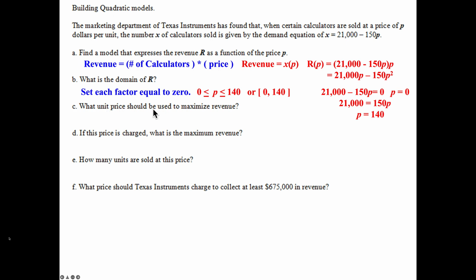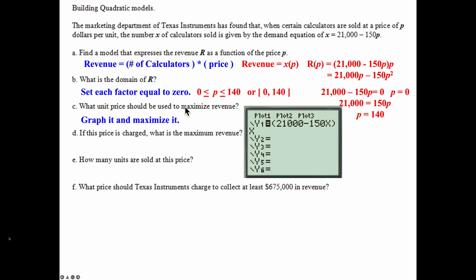What unit price should be used to maximize the revenue? Well, let's graph it and then maximize it. So we can go to our calculator, and here's my TI-83. I think we'll be good with that. We've done so many maximize problems so far. I typed in the factored form. It doesn't matter which one you type in. So there's my 21,000 minus 150x in parentheses times x.